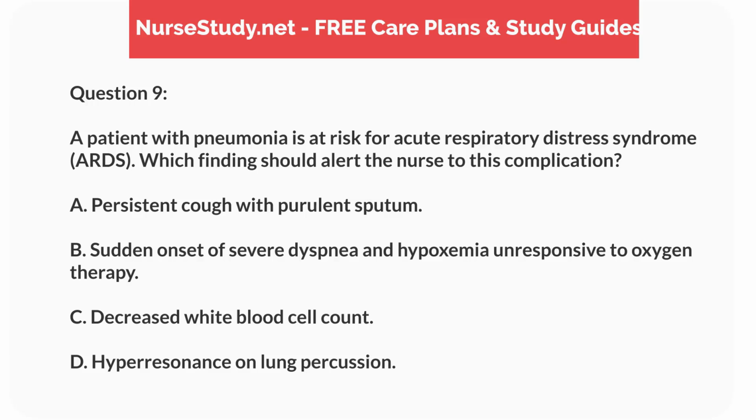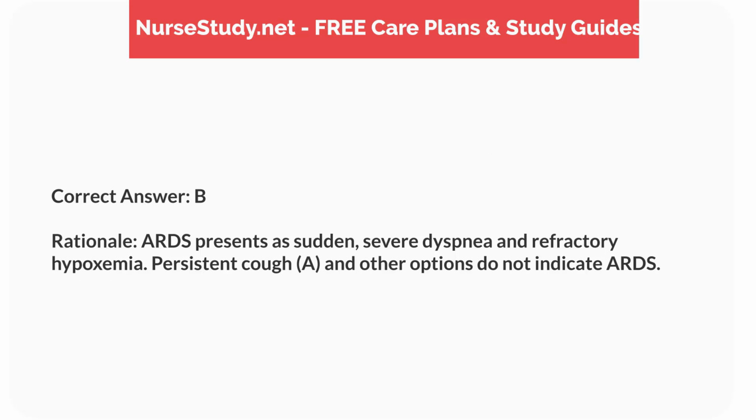A. Persistent cough with purulent sputum. B. Sudden onset of severe dyspnea and hypoxemia unresponsive to oxygen therapy. C. Decreased white blood cell count. D. Hyperresonance on lung percussion. Correct answer, B. Rationale: ARDS presents as sudden, severe dyspnea and refractory hypoxemia. Persistent cough, A, and other options do not indicate ARDS.